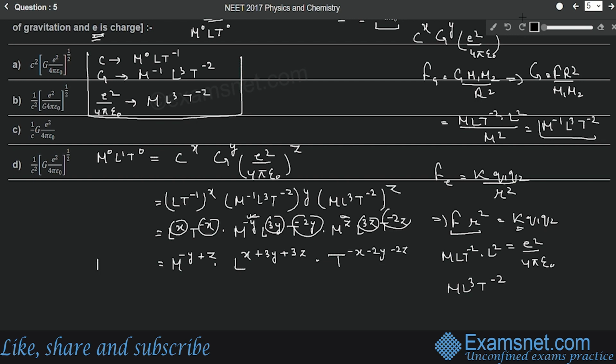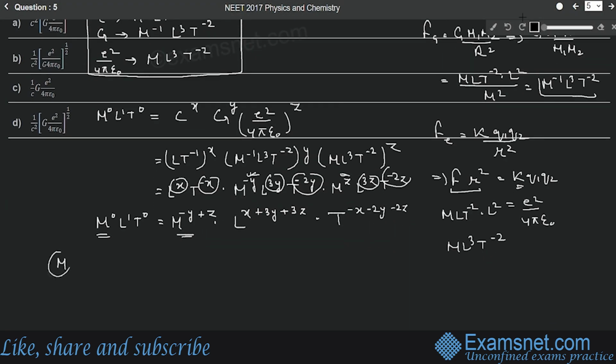And on the left hand side we had M to the power 0, L to the power 1 and T to the power 0. Now the total power on M will be same on the left hand side and on the right hand side. Similarly, the total powers on L as well as T will also be same on the left hand side as well as right hand side. Okay, so we'll equate these.